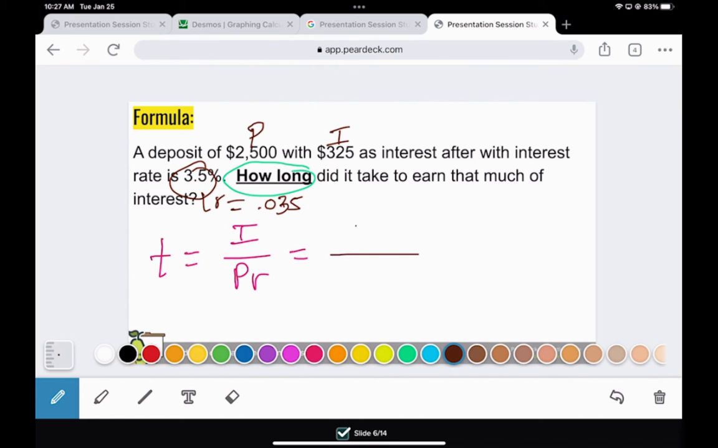So let's plug it in. 325 over 2,500 times 0.035. Put it in your calculator. 325, 2,500, 0.035, 3.71 years. So that's how long it took to earn $325 as interest.